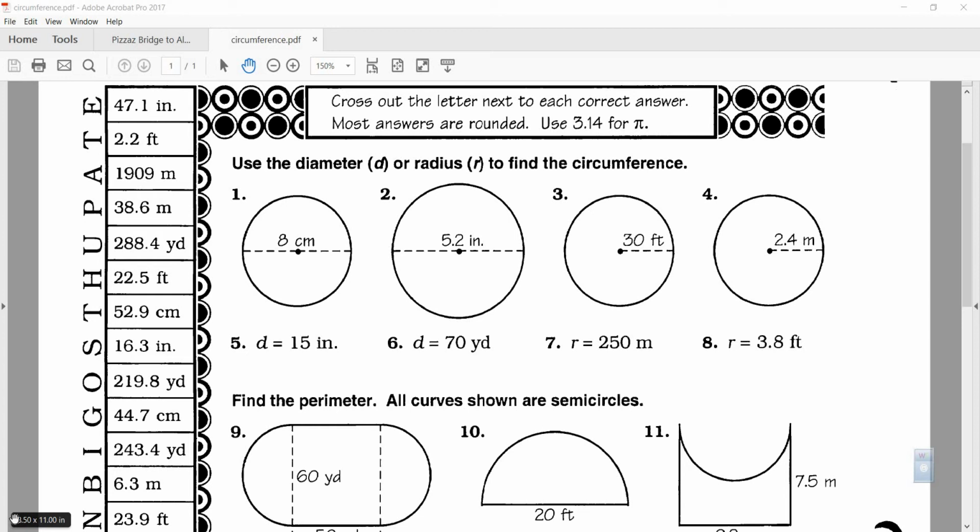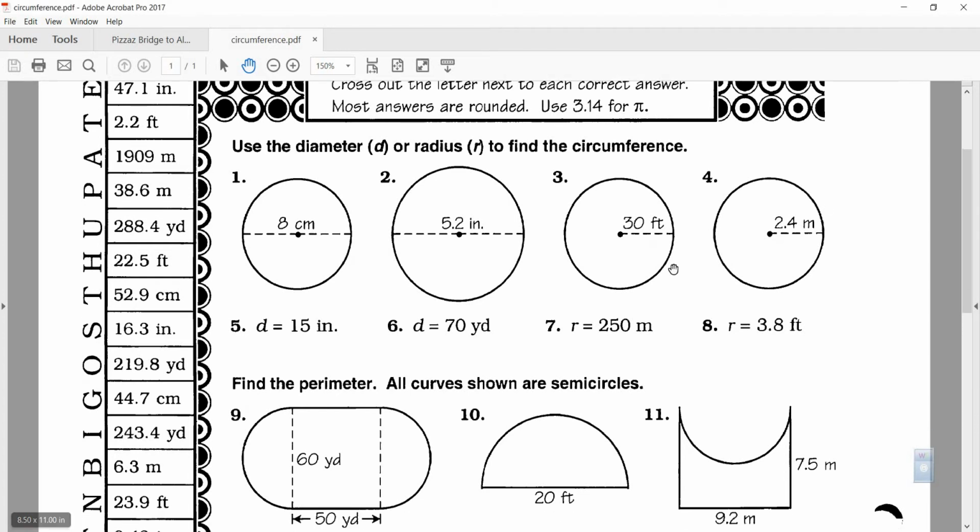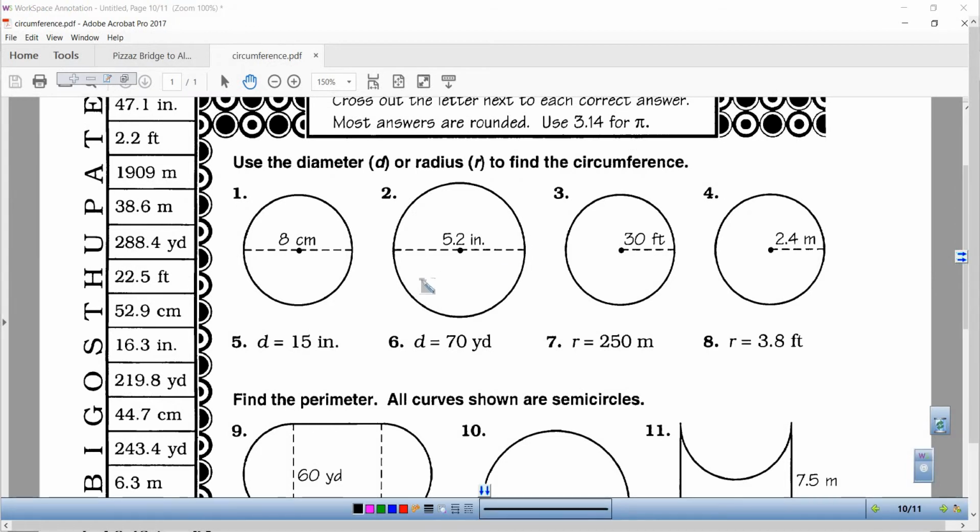In this video, we're going to be looking at finding circumference and doing some problem solving surrounding finding and using circumference. All right, so let's start here with this first set of problems, numbers 1 through 8. It says use the diameter D or radius R to find the circumference.